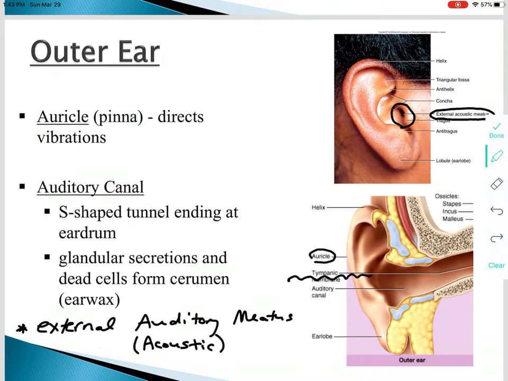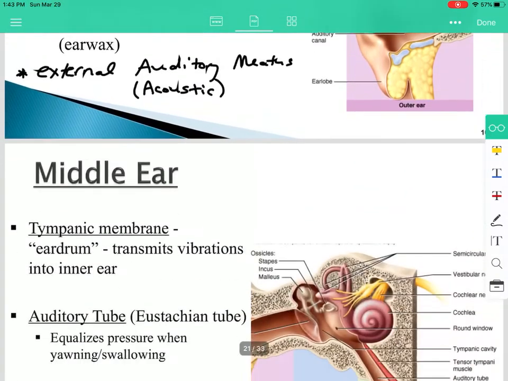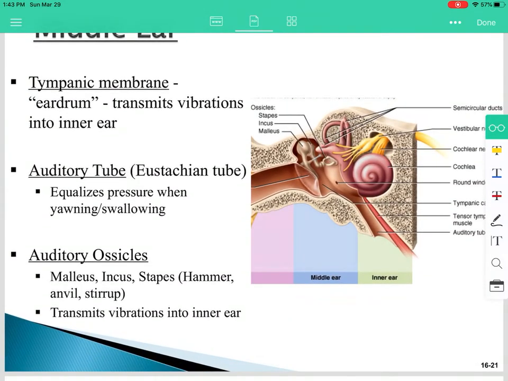As sound waves come in, they're going to be gathered by the auricle. Then the sound waves are going to travel through the external auditory meatus. And then the sound waves are going to enter the auditory canal, or the ear canal. But a better, more appropriate term is the auditory canal.